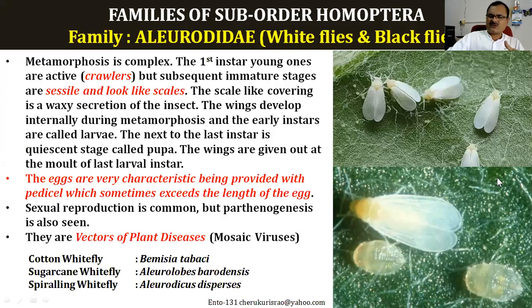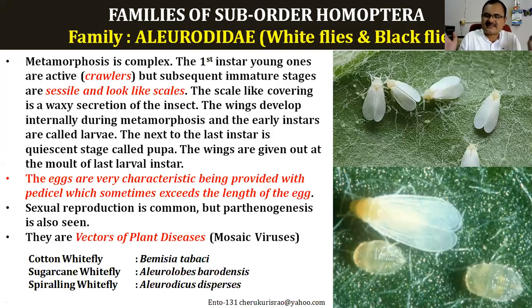And as I told you, the metamorphosis is just like your scale insects. Here also the metamorphosis is a little complex. The first instar nymphs are crawlers, similar to the scales, and in the second instar, they lose the legs. They are sessile. They can't move. They only keep the stylets inside the plant tissues and keep on sucking the sap.